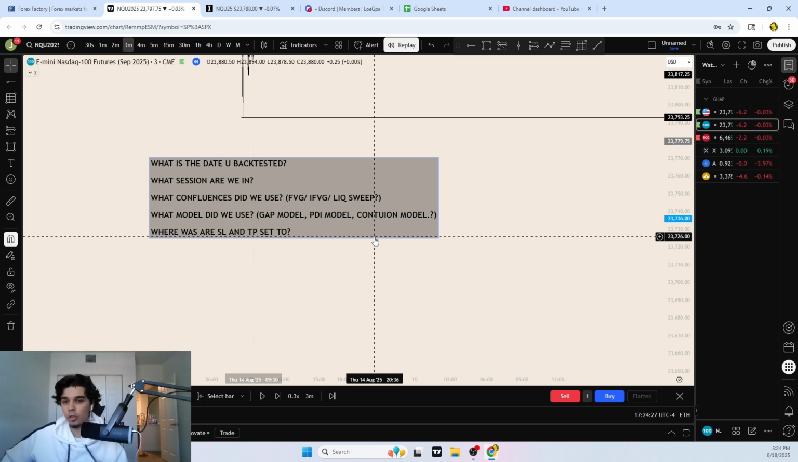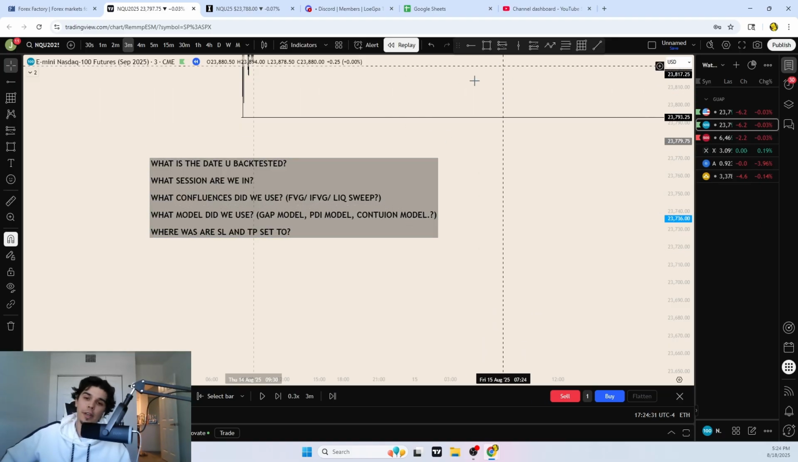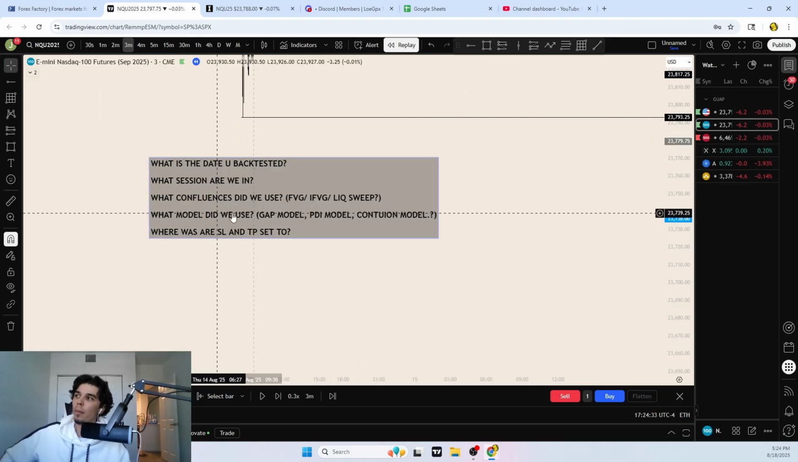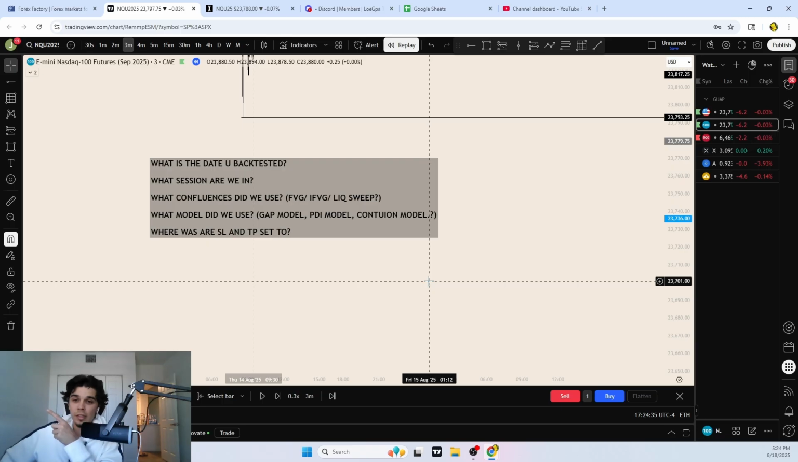I personally use inversion, so I'm going to write that down as well, okay? Did we have an SMT? In this specific case, we didn't have an SMT. All right, what model did we use? Was it the gap model, which was this case right here? Was it the PDI model, the pre-distribution inversion? Was it the continuation model with inversions? What model did you use? Okay, write that down.